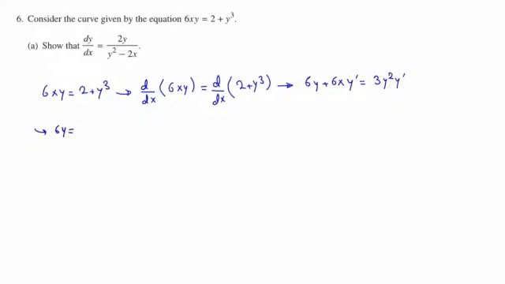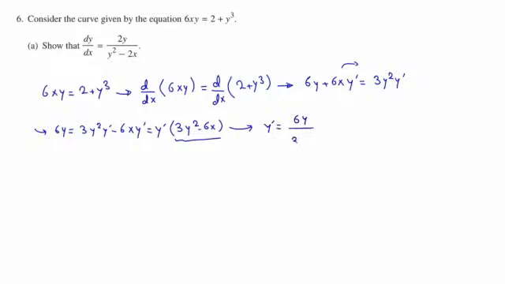Now we take this to the right side: 6y equals 3y squared y prime minus 6xy prime. If we factor out y prime, it will be 3y squared minus 6x. Now we divide both sides by this, so y prime, and switch the left and right sides.